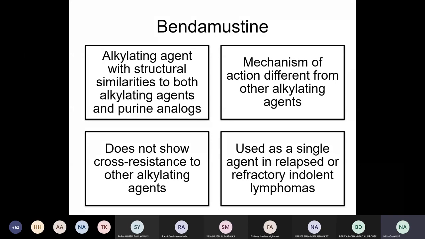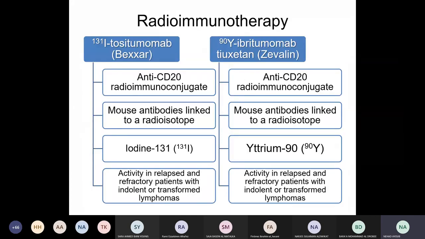But we do not consider it first line. First line is R-CHOP. If we want to treat with systemic therapy, in advanced follicular lymphoma R-CHOP is the standard protocol. So bendamustine, idelalisib, which we will talk about now, and radioimmunotherapy and so on are all alternatives to R-CHOP. They are not first line.